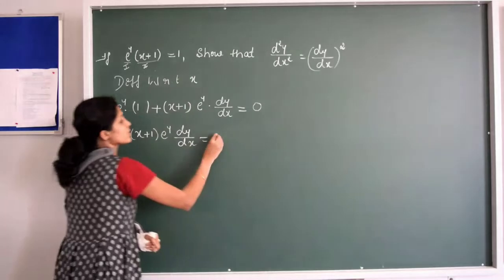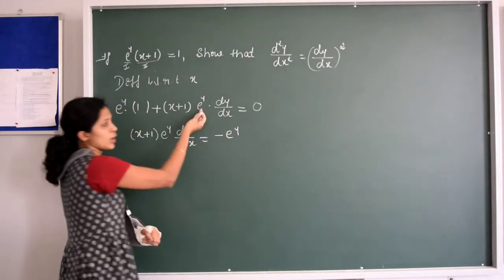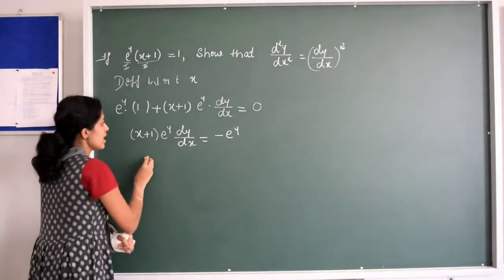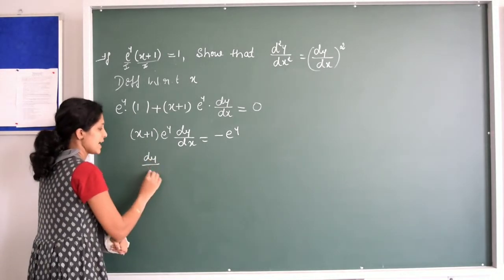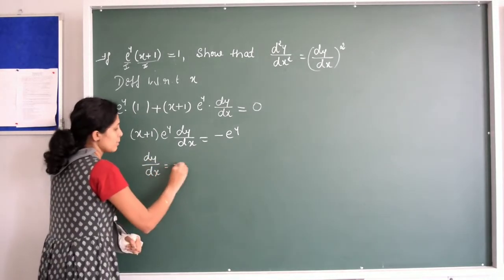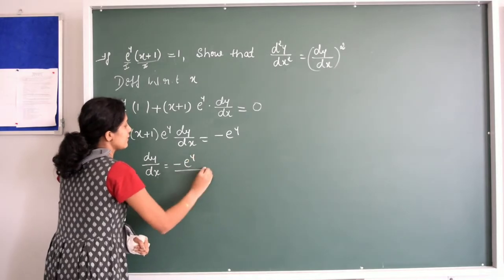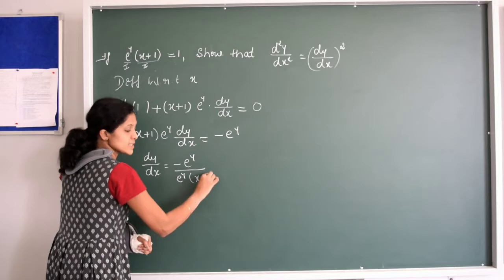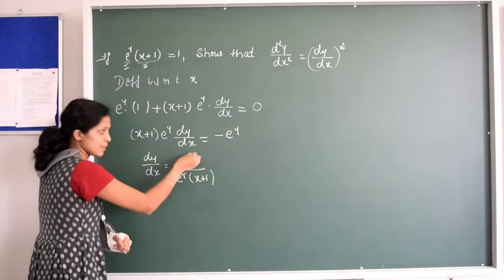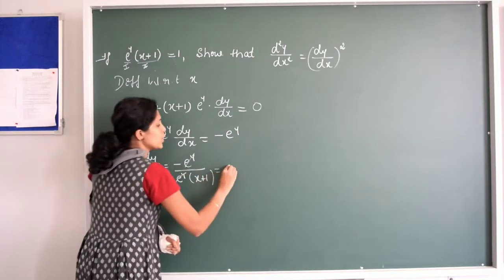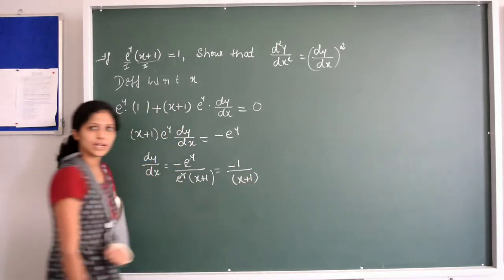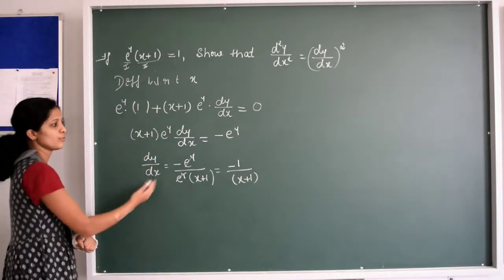to, when this goes here, minus e to the power y. Or else you can take e to the power y common and multiply with 0. That's also okay. Now dy by dx is equal to minus e to the power y divided by e to the power y into x plus 1. So I can cancel e to the power y and e to the power y. So this is equal to minus 1 divided by x plus 1. Is this clear? Minus 1 by x plus 1. This is the value of dy by dx.